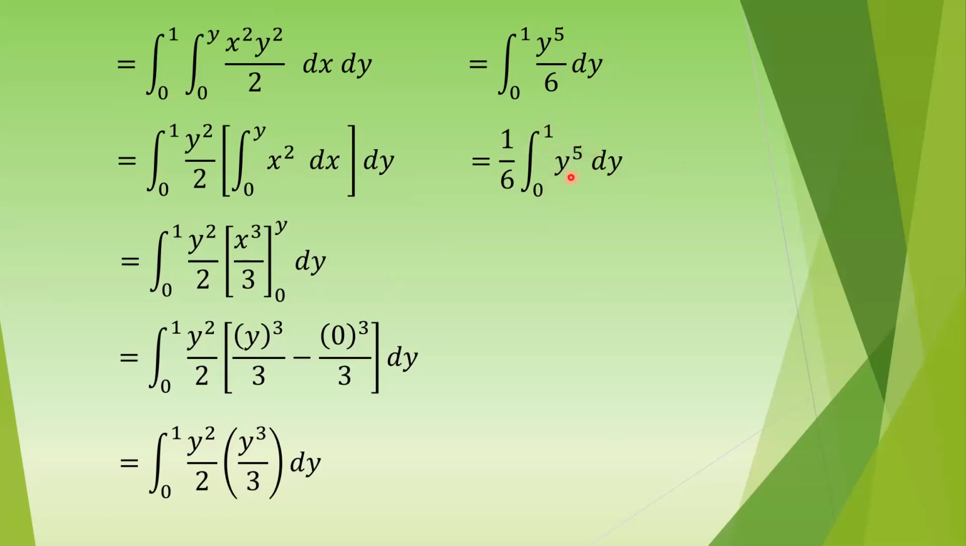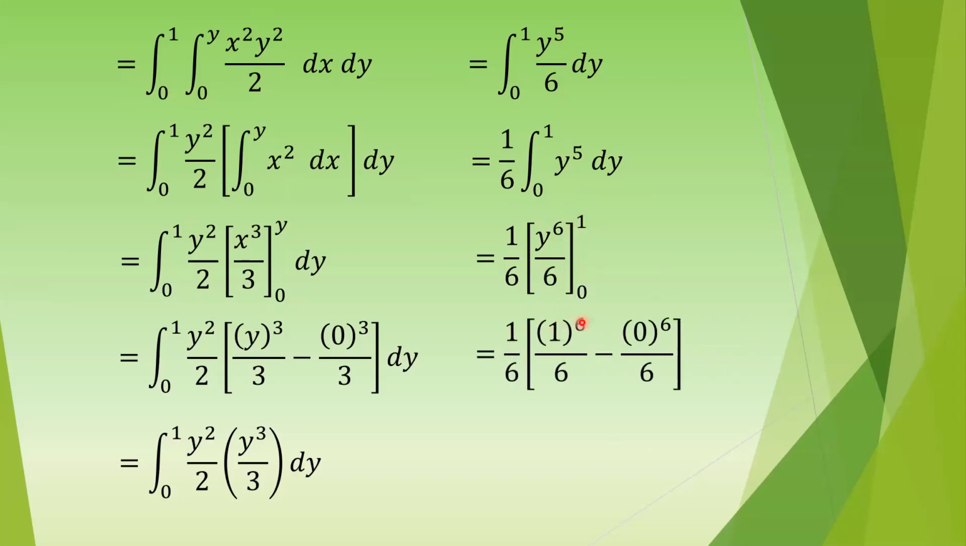Again, yan na naman ay power formula naman. X raised to n lang yan. Kaya magkakaroon tayo ng y raised to 6 over 6 from limit 0 to 1. Then, applying again the limits, upper muna, 1 raised to 6 over 6 minus lower limit 0 to the 6th power over 6. Ito ngayon ay 0 na. Kaya meron ko na lang 1 over 6 times 1 over 6. So meron tayong 1 over 36.